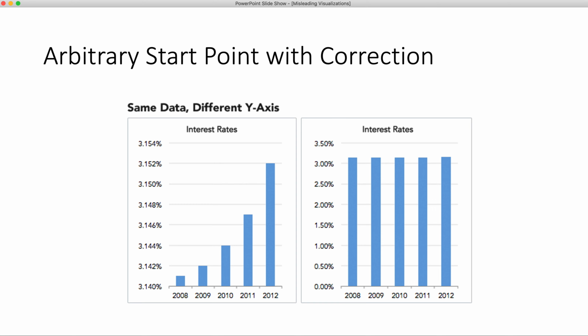Here's another one, and this time we have the corrected version as well. The one on the left suggests there has been a dramatic increase in interest rates, and as you see, it starts at 3.14. But if you start at 0.00, as the one on the right does, then you see that the difference in interest rates has actually been pretty minimal.